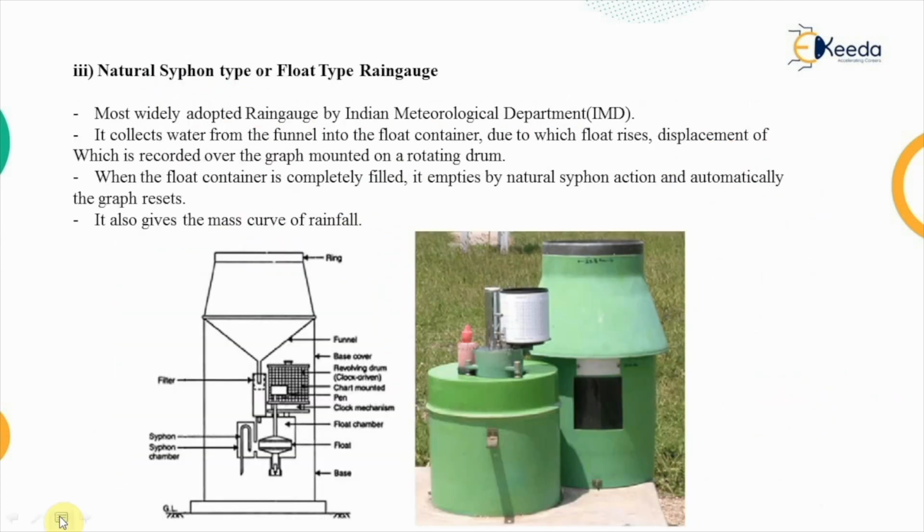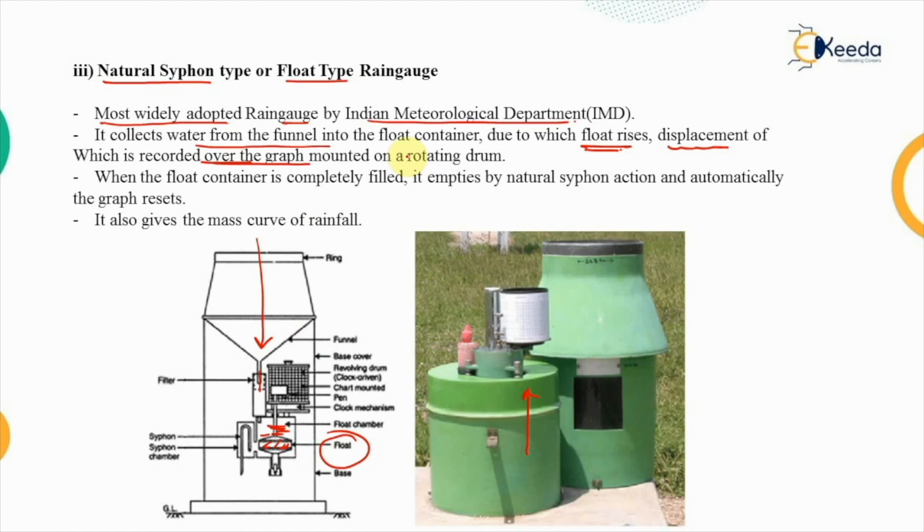The next type of recording rain gauge is known as the natural siphon type or the float type rain gauge. This is the most widely adopted rain gauge by the Indian Meteorological Department. It collects the water from the funnel, and the water enters this float container, in which a lighter material is present in the form of a float. When the water fills in here, the float rises up. The displacement by which it moves is recorded over the graph.